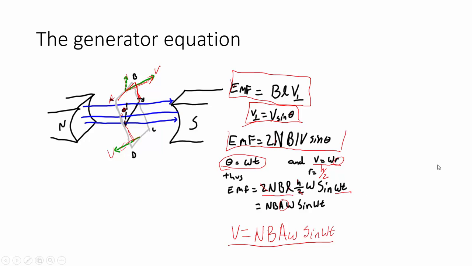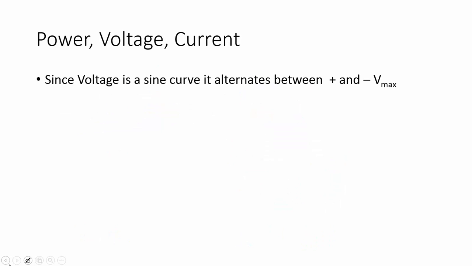But since V equals IR, and V is alternating, it must be the case that I is also alternating. So we're going to take a look at this in a little more detail: power, voltage, and current. Like I said, the voltage is a sine curve. It alternates between plus and minus V max, or some peak voltage value, and that's given by this equation: V equals V max sine omega t, the voltage at any point in time t.